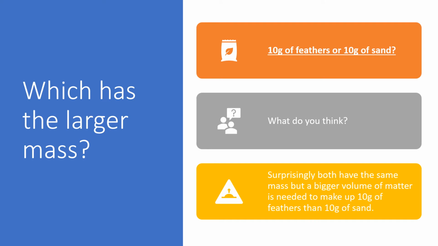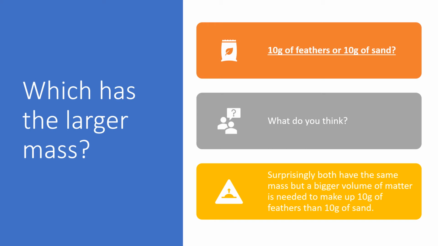Right, now we come to a very interesting question. Which has a larger mass? 10 grams of feathers or 10 grams of sand? Try to measure 10 grams of feathers and put it into a bag, and then take 10 grams of sand and put it into a bag. But what do you think? If you keep the 10 grams of feathers on an electronic scale, you will get the reading as 10 grams. And if you keep the bag of sand, you will also get the reading as 10 grams. So that means mass is constant.